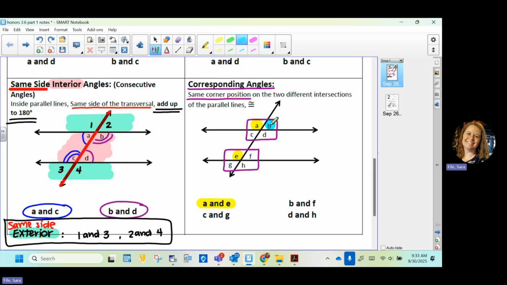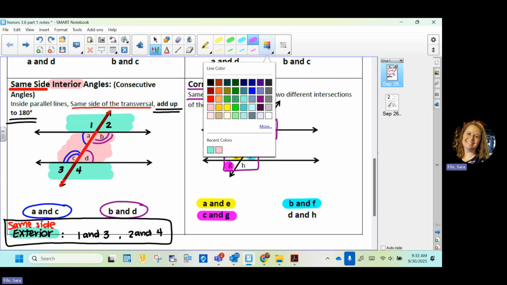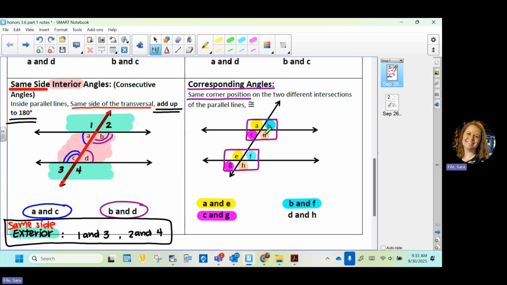Okay. B corresponds to what? F. Top right to top right. Good. Okay. G corresponds to C. Bottom left to bottom left. Okay. And then get another color here, how about orange. H to D. Those correspond to each other. Okay, so corresponding angles are also congruent. Okay, so corresponding angles are congruent as well. Corresponding angles are at the different intersections, but same location.